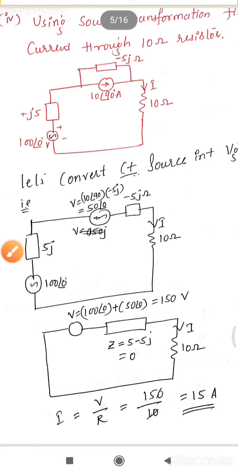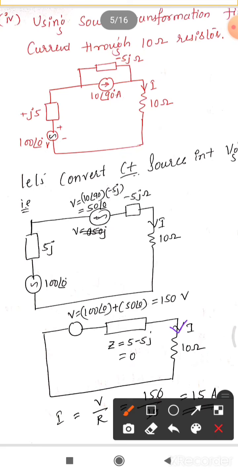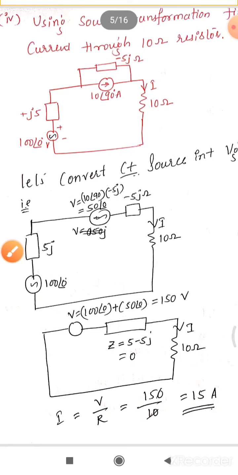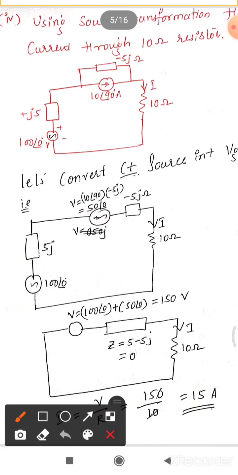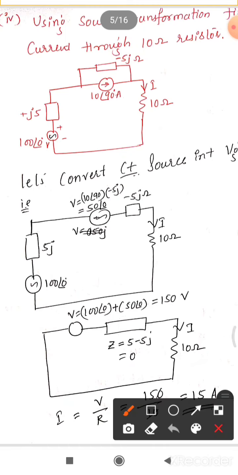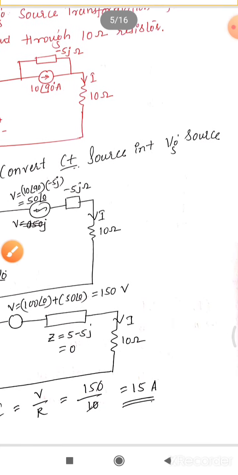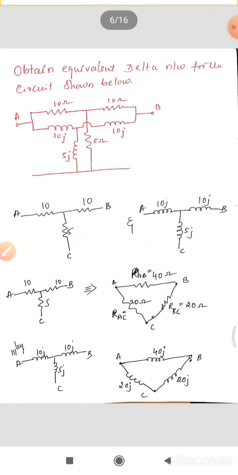Now we can apply KVL, or you can directly write I is equal to it, because there is no impedance term, only voltage source and resistance. V by R you can write. So V by R is nothing but 150 by 10, which is 15 amperes. So this is how we can deal with this. You can apply KVL, or you can directly apply Ohm's law. Okay, next type of numerical we'll see.